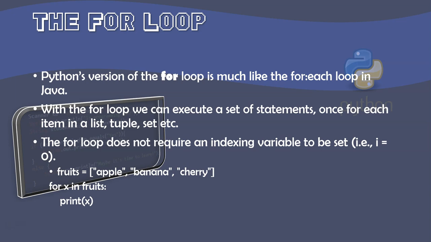Now, the for loop does not require an indexing variable, so we don't need something like i equals 0, because again, this is structured much more like a for each loop. So for example, if I have a list, let's just say fruits equals apple, banana, cherry, I can just say for x in fruits, and I can print x. And again, we don't necessarily need parentheses here, just like we saw with other things. We of course can put parentheses around this, but we don't need to.